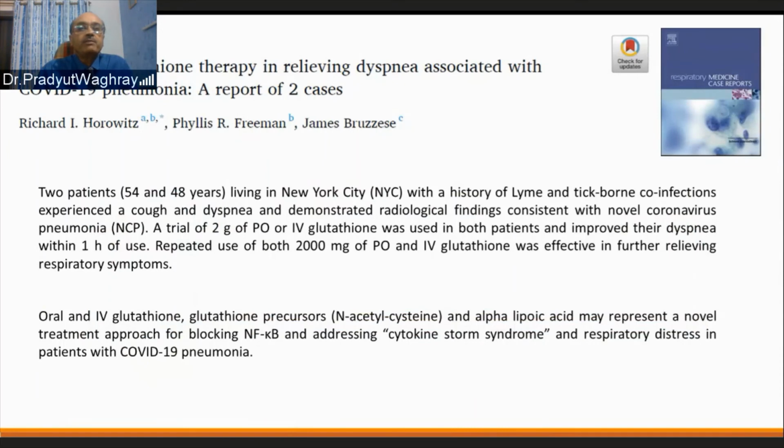This case report was published recently where glutathione was found to relieve the dyspnea associated with COVID-19 pneumonia. It was given in the dose of 2000 milligrams, and it was found that either oral or IV glutathione, or glutathione precursors like N-acetylcysteine in high doses and alpha-lipoic acid, may represent a novel treatment approach for blocking the nuclear factor kappa beta chain, NFKB chain, and thereby blocking the cytokine storm and respiratory distress in patients with COVID-19 pneumonia.